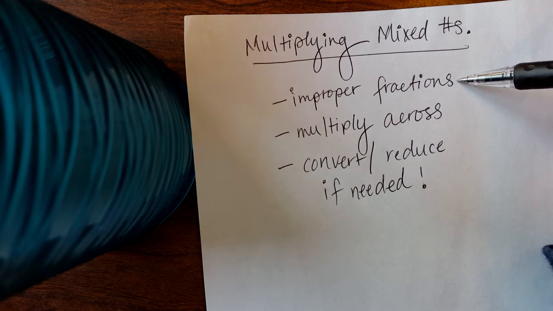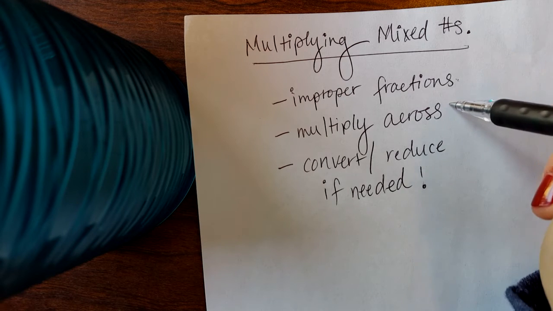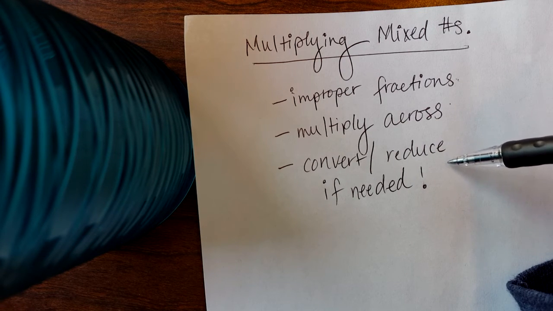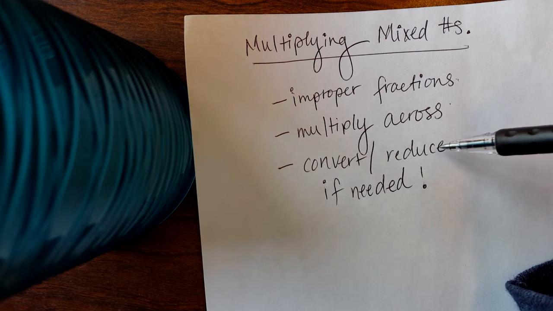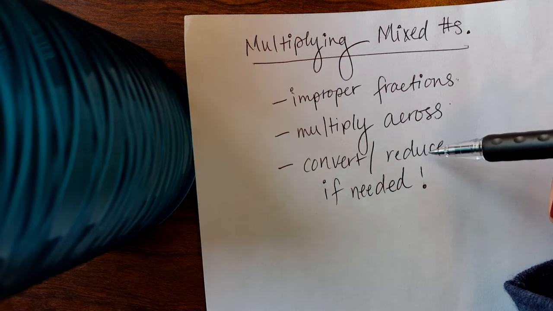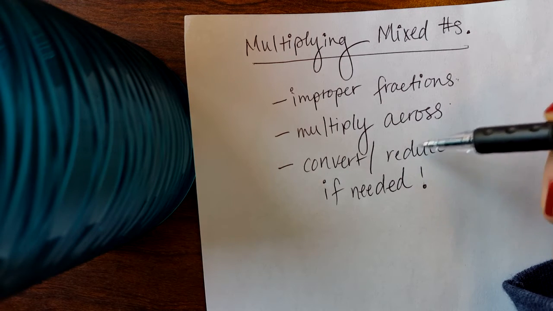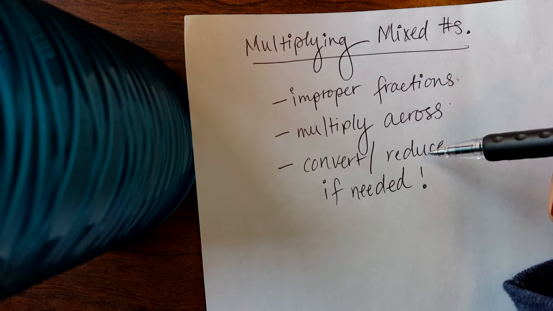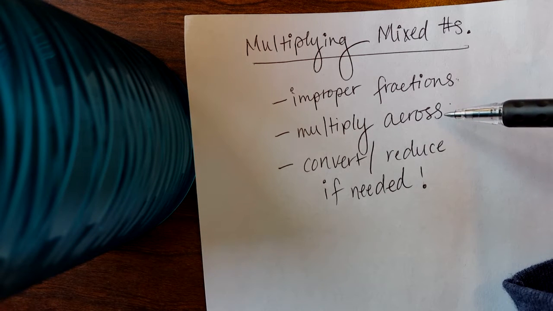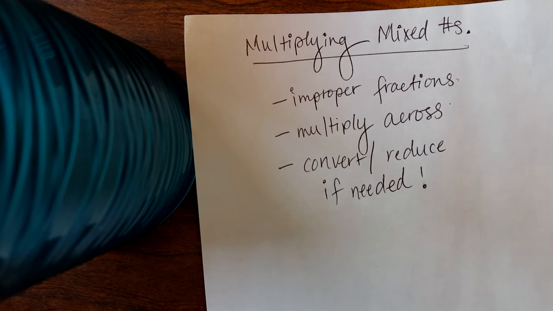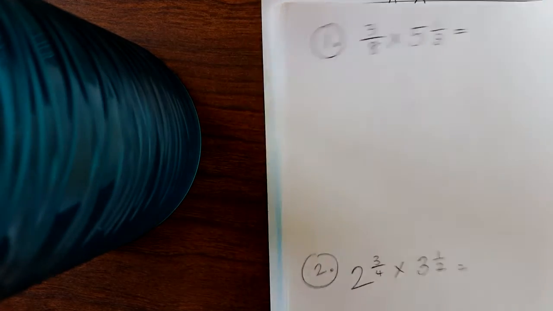So my suggestion is that you turn the mixed numbers into improper fractions first so that you can just multiply across next. Another thing that's important to remember when multiplying mixed numbers is most likely you're going to have to convert and or reduce at the end. It's important to keep in mind that this will probably have to happen. So before we circle our answer after multiplying across, we should look to see if we need to convert and or reduce. All right, let's try a few examples.